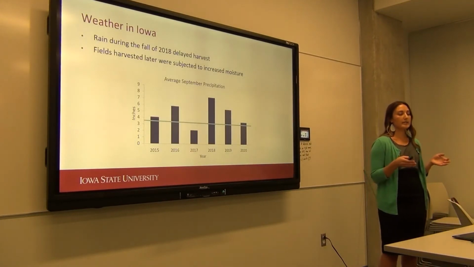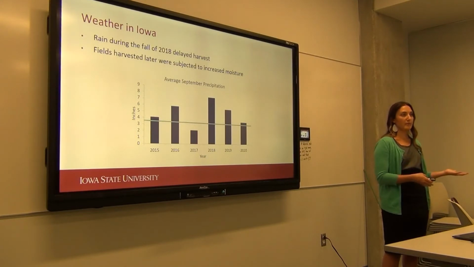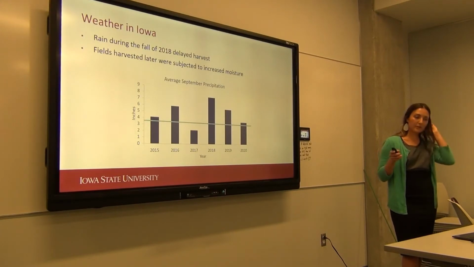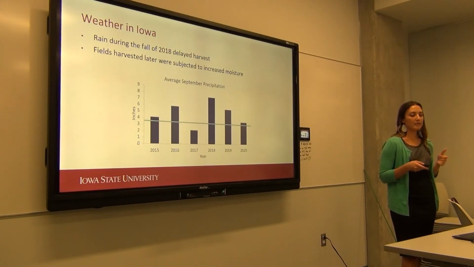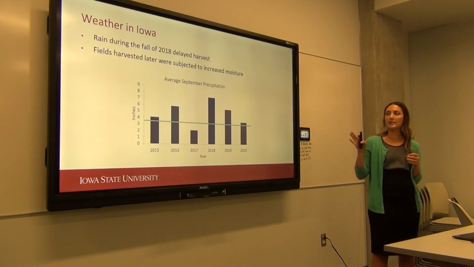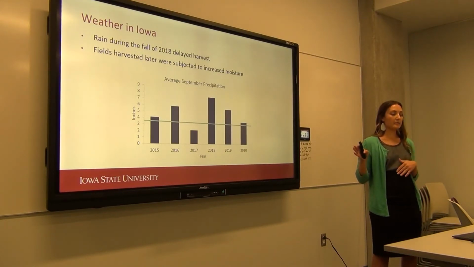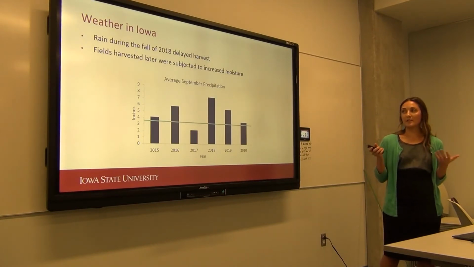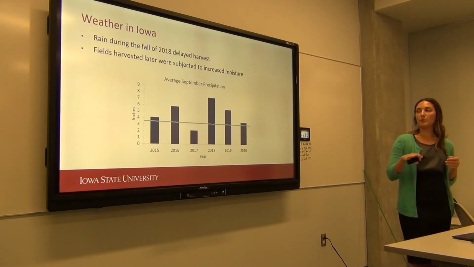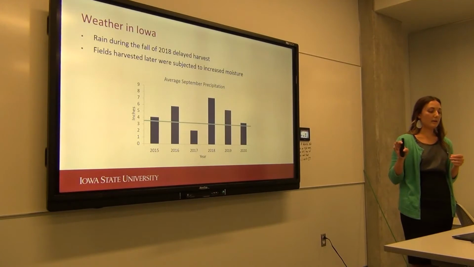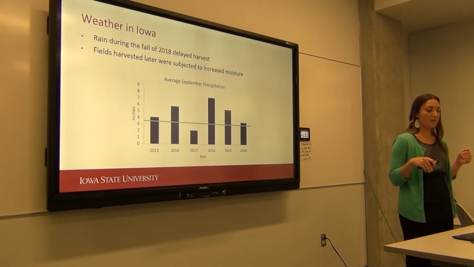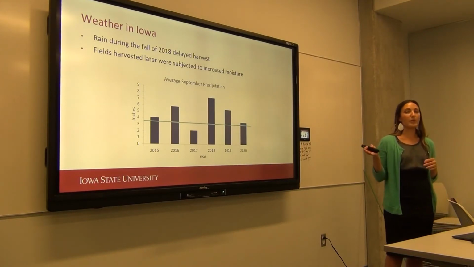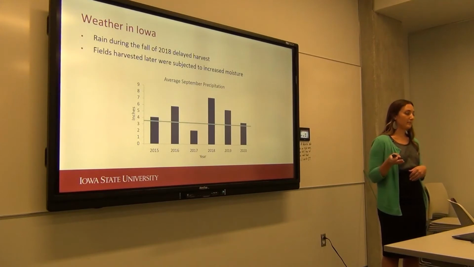Back in 2018, we saw this very conducive environment for Phomopsis seed decay to develop. This graph shows the average rainfall in September from 2015 to 2020, and you can see that in 2018 the average rainfall that month was about 8 inches, which is a lot higher than the rest of the years. The blue line going across the graph is the 30-year average in September for Iowa, at about 3.5 inches. So this was a pretty extreme weather event.